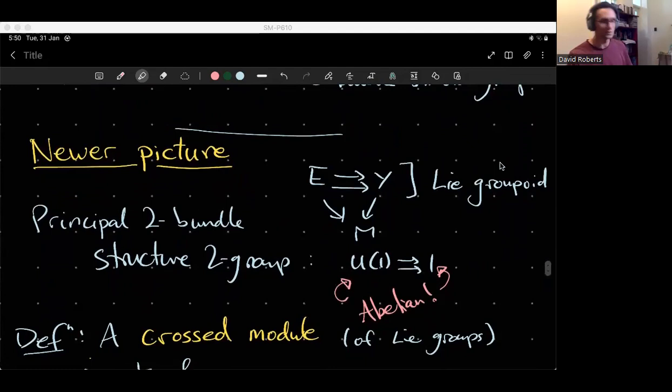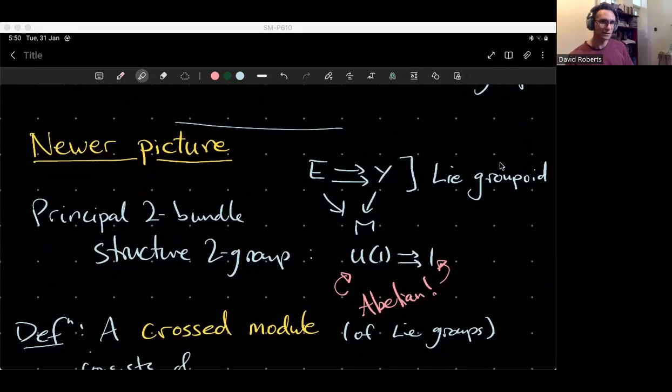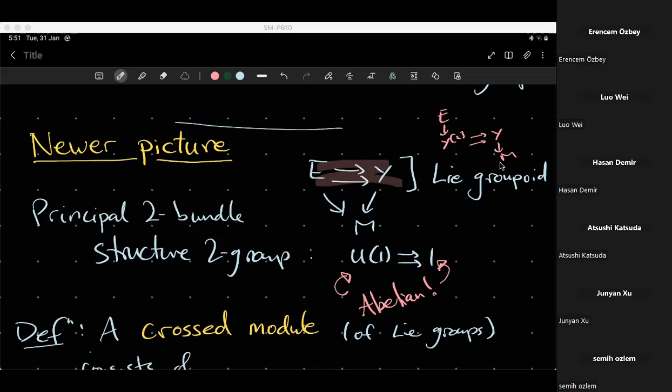A newer picture is that if this here is a bundle gerbe, this thing is E mapping to Y², mapping to Y, mapping to M. It seems a bit facile to draw it slightly differently, but this E and Y and these maps together inherit the structure of a Lie groupoid. And there's this global picture where you can think of this as a principal bundle type object.